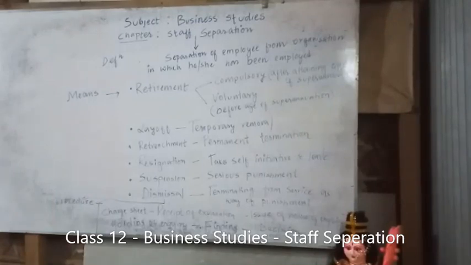Voluntary retirement. What is voluntary retirement? Voluntary retirement means when an organization is facing a situation of surplus staff, that organization can ask the person to retire before reaching the age of superannuation. Or sometimes employees may themselves opt to retire to get the benefit of various schemes. So voluntary retirement means before you attain the age of superannuation, you are taking your leave.